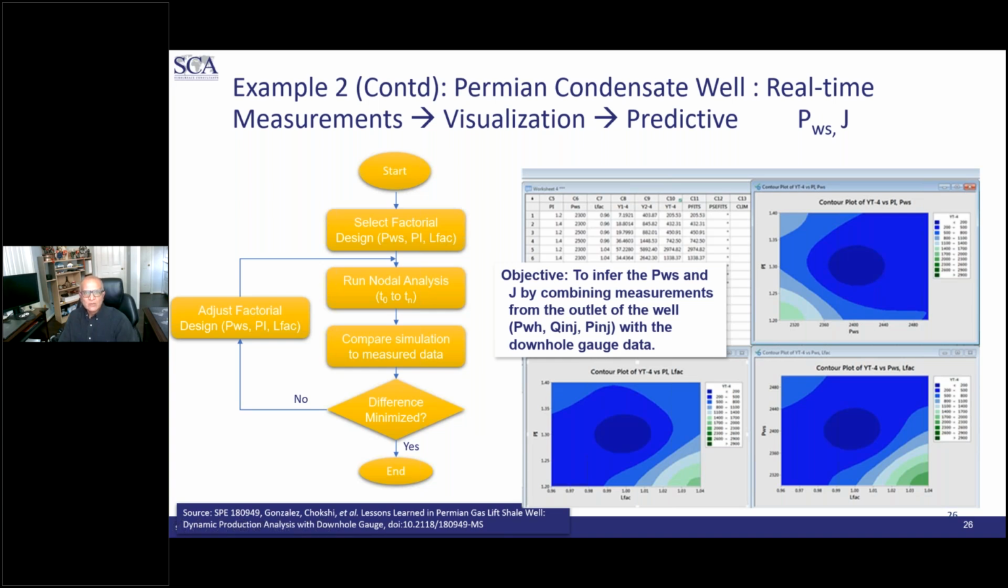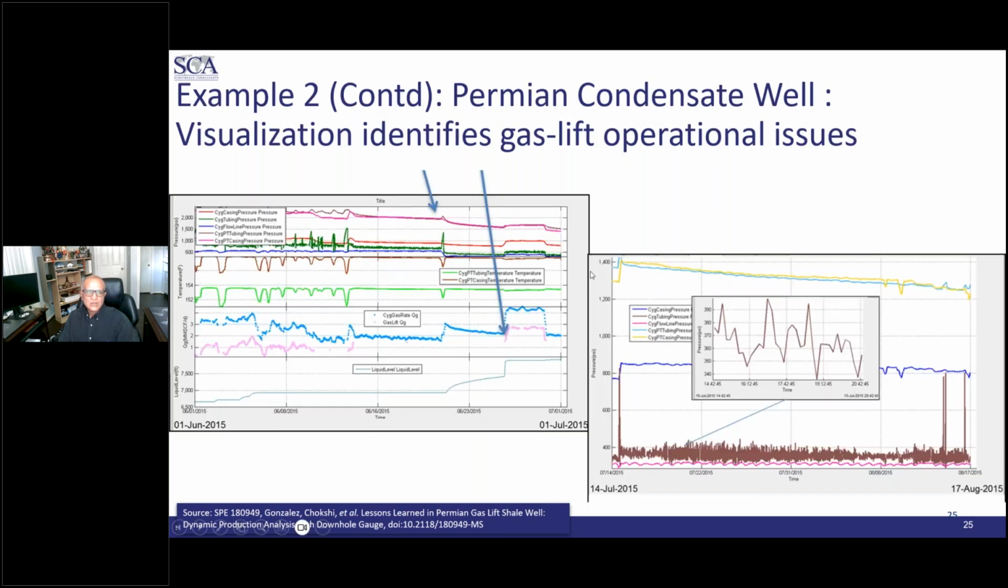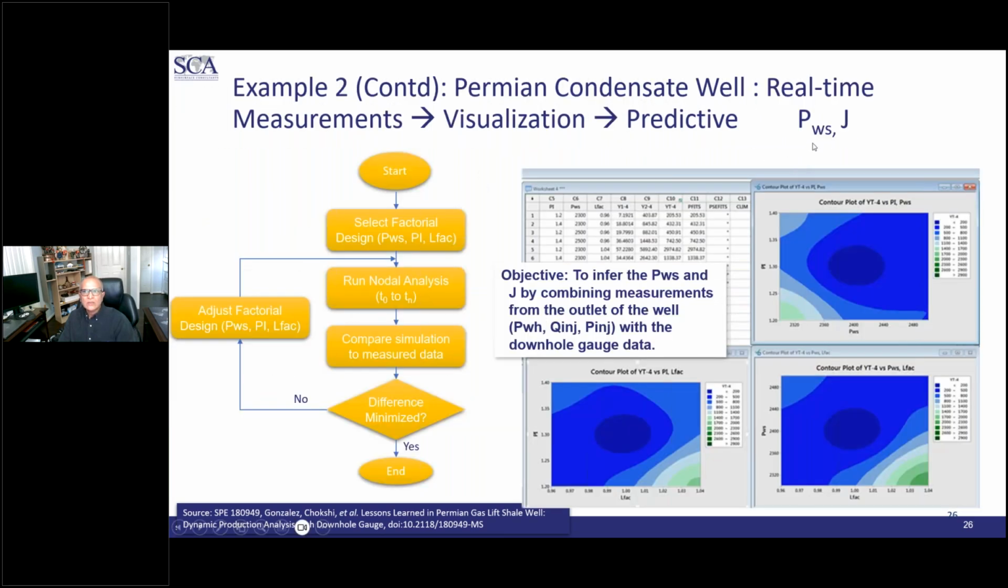But the bottom line was that just using data measurements like this, we came back with almost quasi real-time calculation of static bottom hole pressure and PI, right? Which is very, very powerful because in the case of unconventional wells, as you can visualize, the productivity drops very fast.